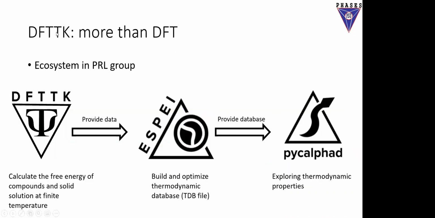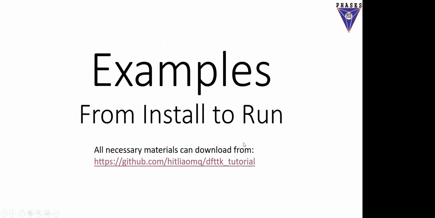Of course, DFTK is more than DFTK. It is one of the ecosystem in our group. It can provide the data for the aspect, and the aspect will build and optimize the thermodynamic database. And after you get the TDB file, then you can use the package to explore the thermodynamic properties. And so in the following, I will give some examples.